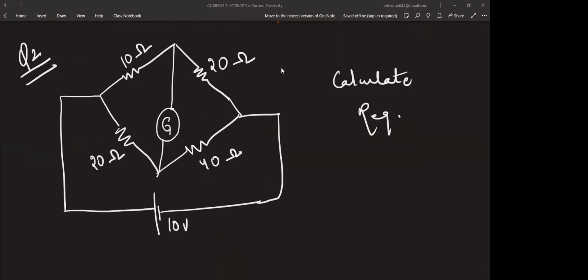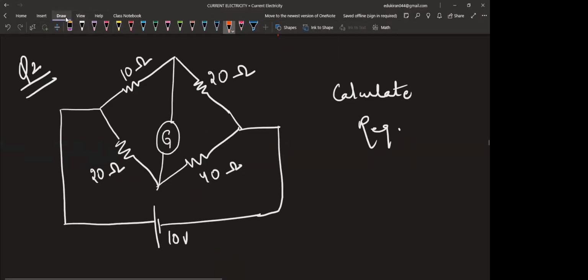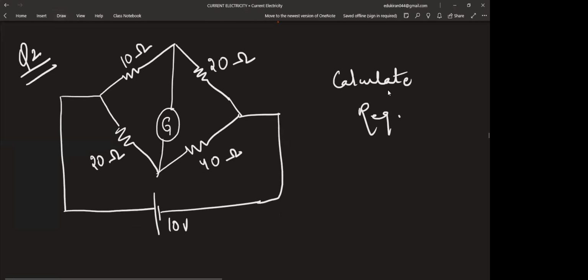Okay, Maimuna, see. In this question, how you have to solve it? Basically, this is a balanced Wheatstone bridge. How do we check whether it's a balanced Wheatstone bridge or not?